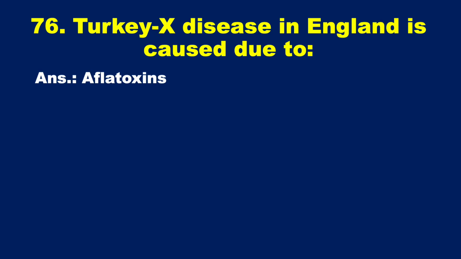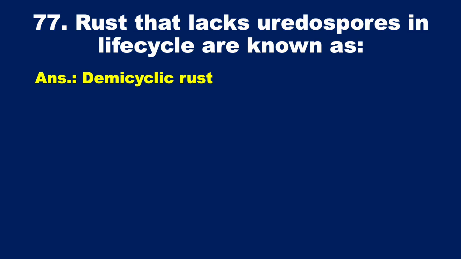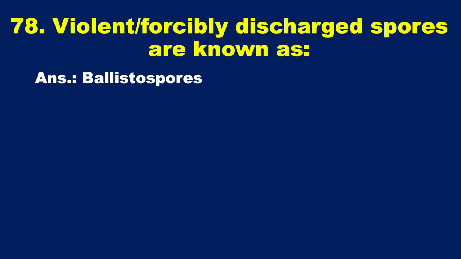Next question is: Turkey X disease in England is caused due to? The correct answer is aflatoxin. Next question is: rust that lacks uredospores in the life cycle are known as demicyclic rust. So next question is: violently or forcibly discharged spores are known as ballistospores.